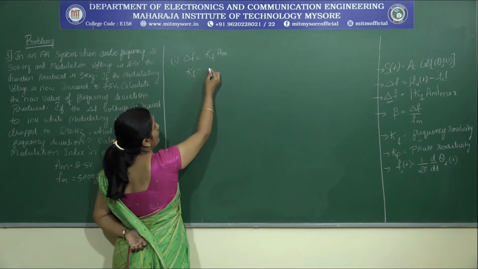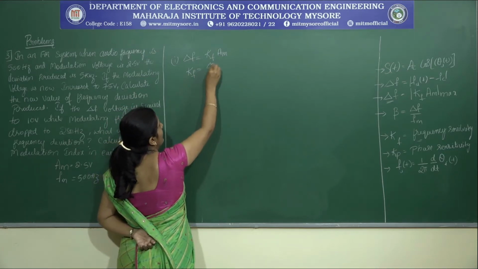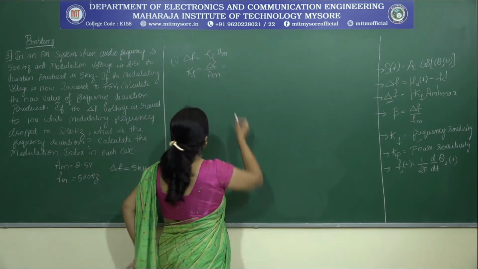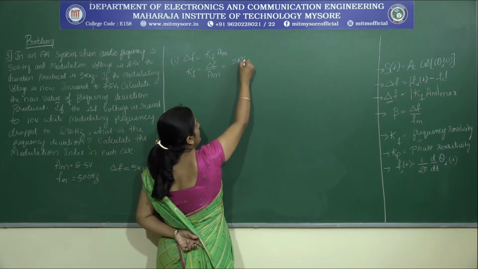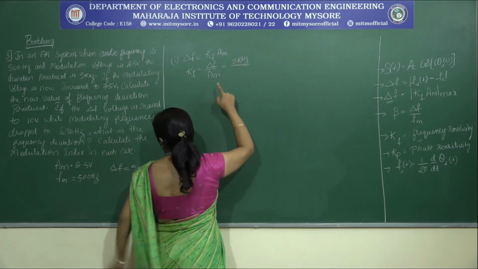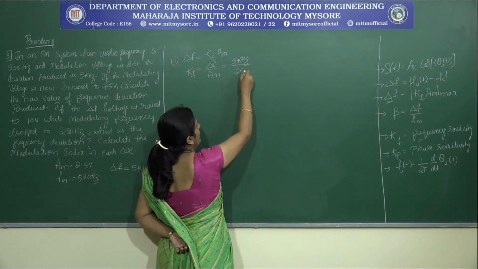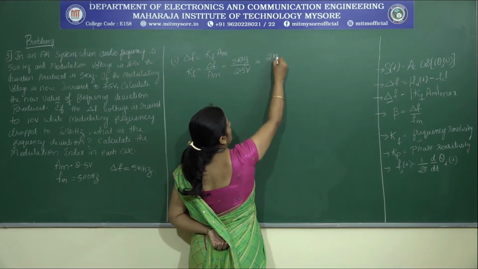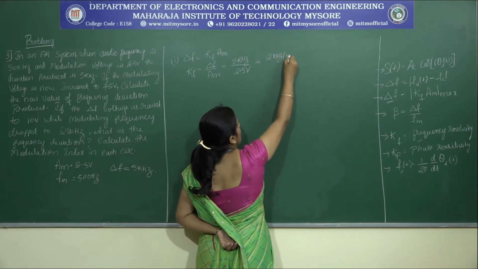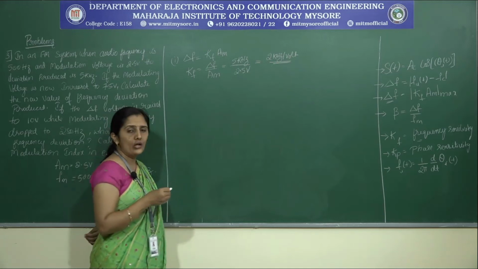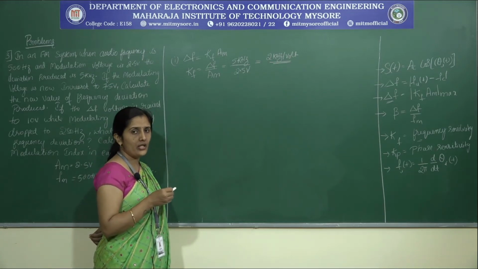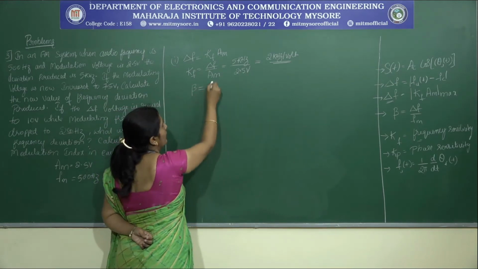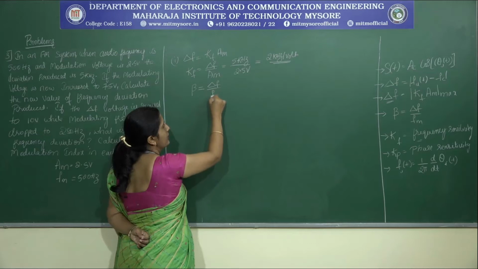Kf is frequency sensitivity, and we know the remaining data. Kf is equal to delta F divided by Am. So we have got the frequency deviation of 5 kilohertz divided by Am, which is 2.5 volt. So here we are going to get 2 kilohertz per volt, and along with that we have to find out the modulation index for each case. So we know the formula, modulation index is equal to delta F divided by Fm.